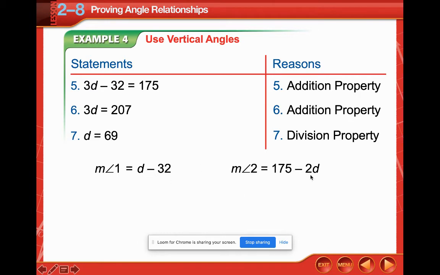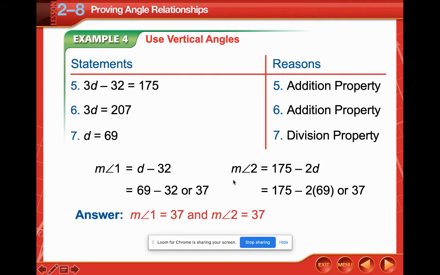You could also sub in 2 times 69 here, and I think you would get 138. 175 minus 138 would probably give you 37. But let's double check. Oh, look. This way I thought was more fun. All right. Angle 1 and angle 2 are 37 degrees.